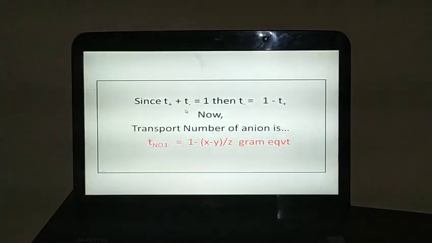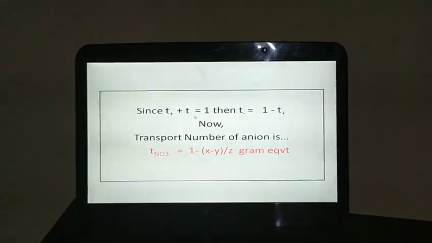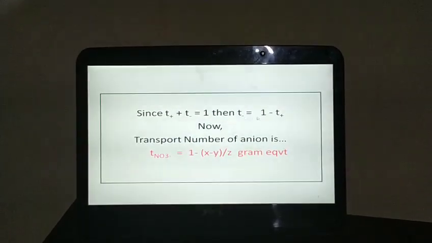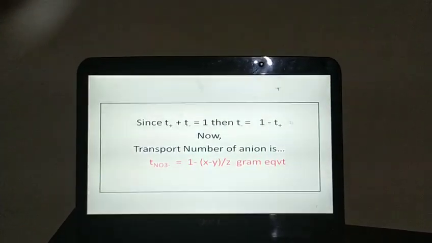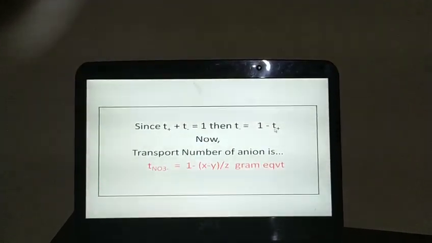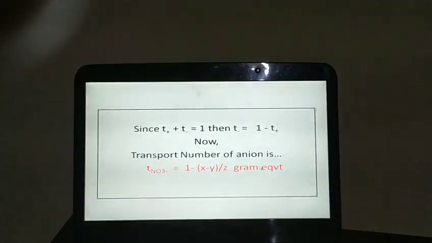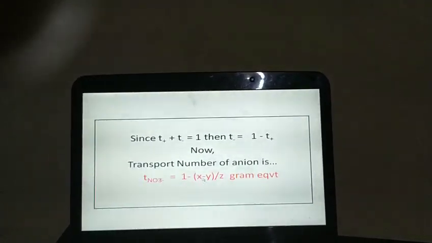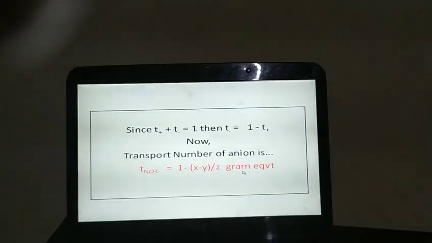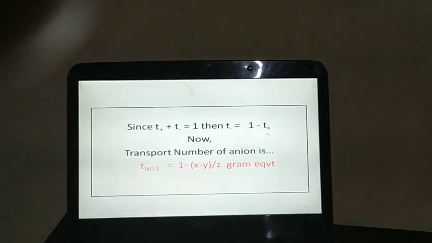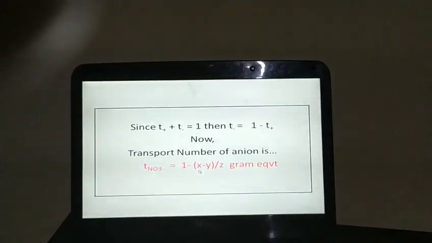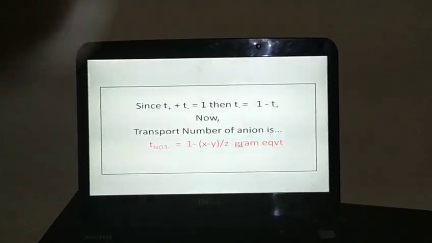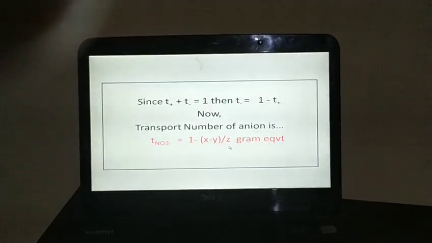Now we know that according to Hittorf's rule, the transport number of cation plus anion is equal to 1. Then using this expression, we can find the transport number of the anion. Rearranging the expression, T minus is equal to 1 minus T plus. So the transport number of the anion, that is NO3 minus, is 1 minus X minus Y divided by Z gram equivalent. By substituting the expression for T plus, which we determined in the previous slide, we arrive at the final expression. Through this we could find the transport number of both cation and anion.